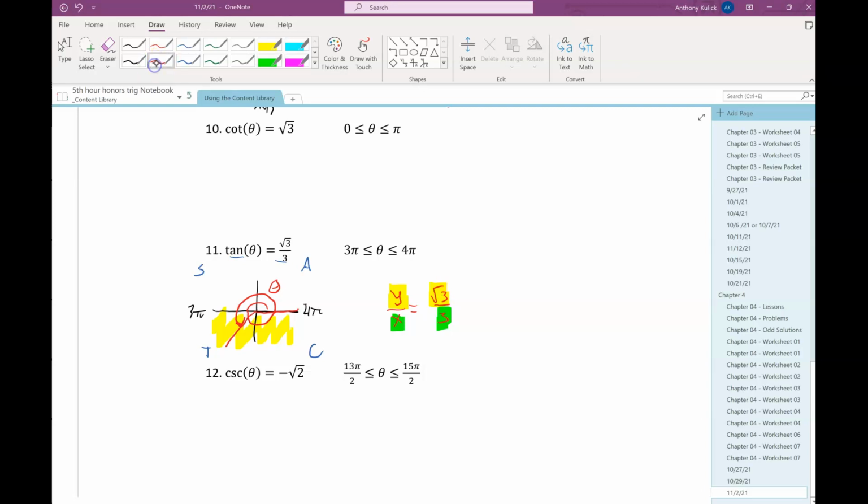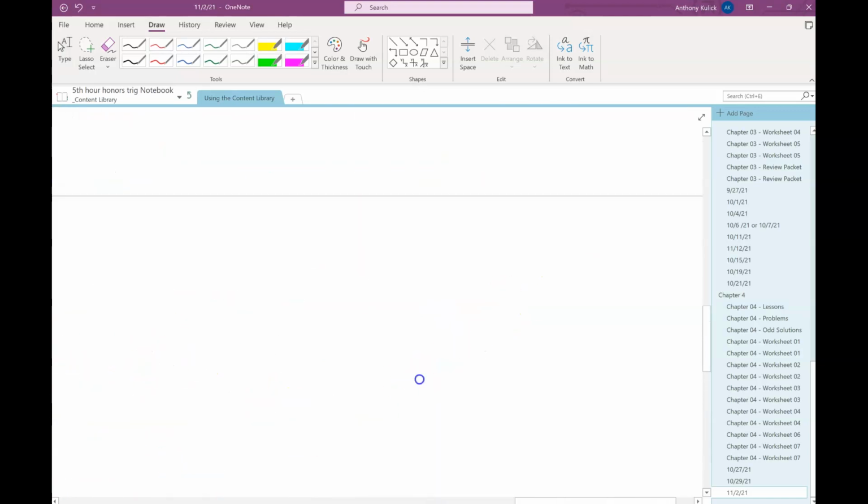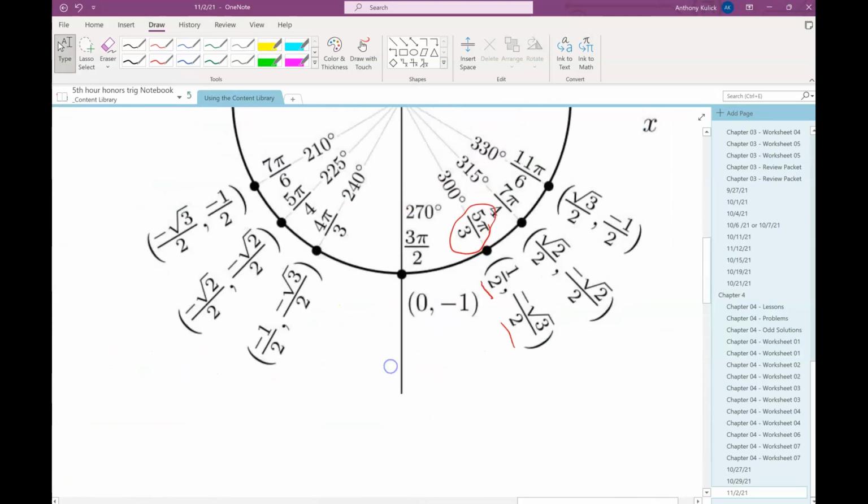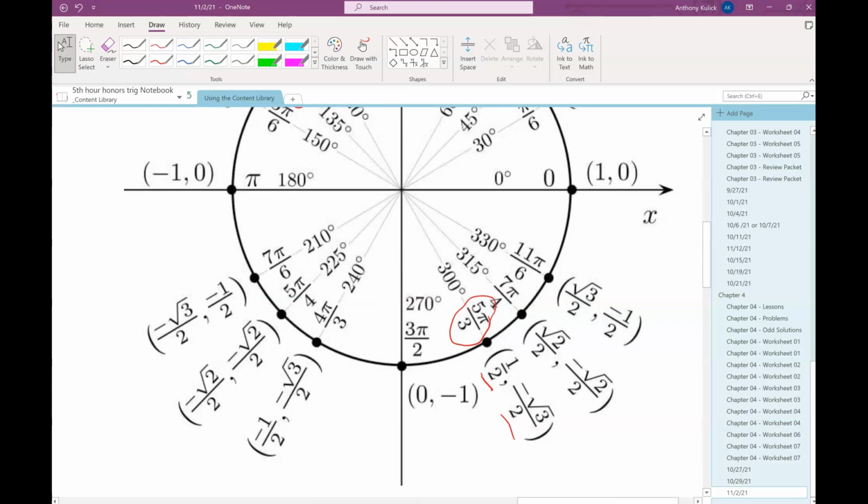So what I'm going to do is think about regular 3 as root 3 times root 3 and reduce this. So I'm going to look for the place where the y coordinate has a 1 in it and the x coordinate has a root 3 in it. So if I go to my unit circle, I'm looking for the place where the y coordinate has a 1 in it and the x has a root 3 in it inside of quadrant 3.